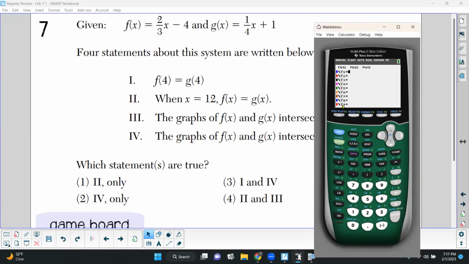I think a good move would be to type in 2/3 x - 4 into your y1, and then I'm going to go down and type in 1/4 x + 1 in my second function here. So if you have a calculator, this is what I suggest you do. If you don't have a calculator at home, then you could pretend that you're typing this and follow along as I show you the table.